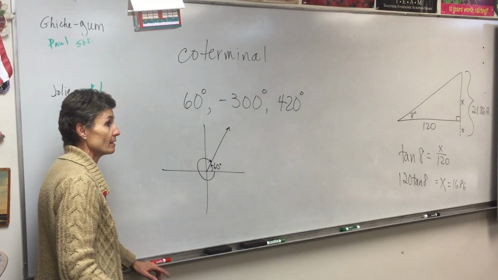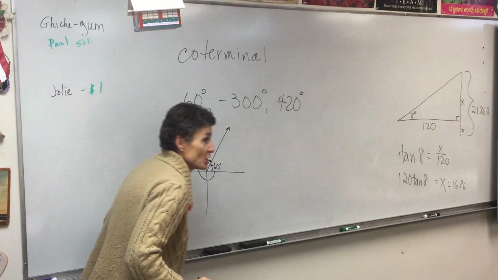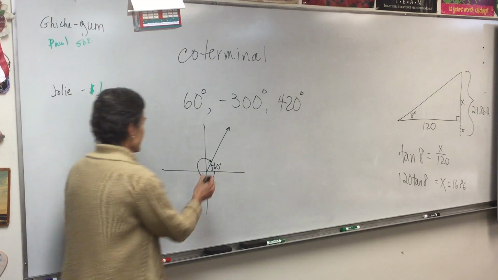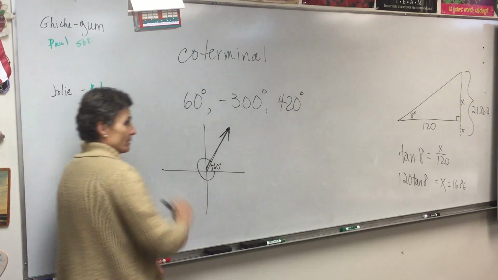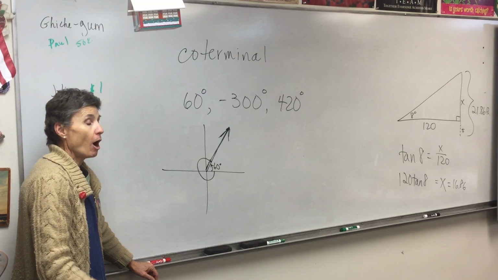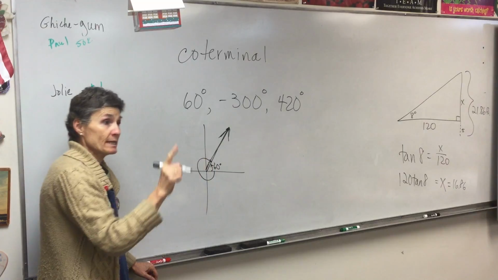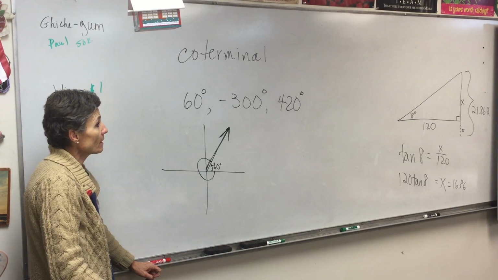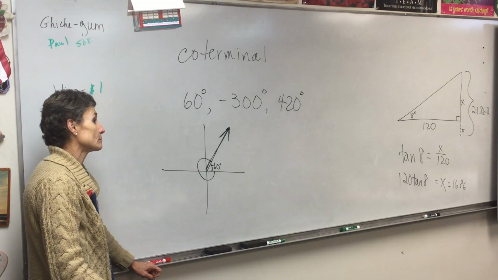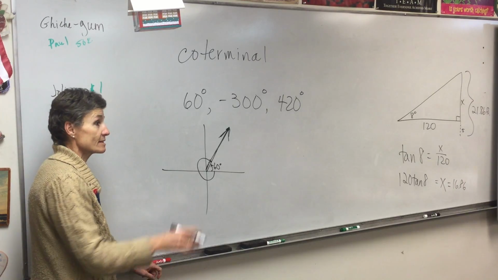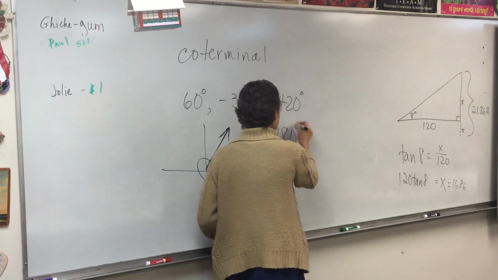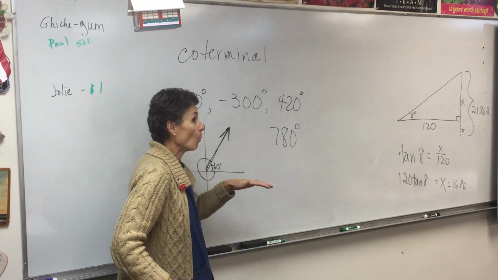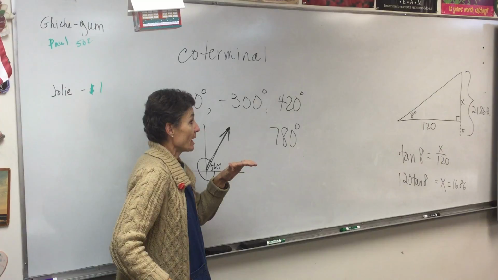Now, 420 is too big. So you go around 1 time, and then how much extra? 60. All of those angles have the same terminal side. In other words, when you draw them, they all end up there. Are those 3 the only angles that would end up in that spot? No? Give me another one. 780. Now wait a minute, 780, that is huge. What does 780 do? 780 goes around not once, but twice, and then 60 more.